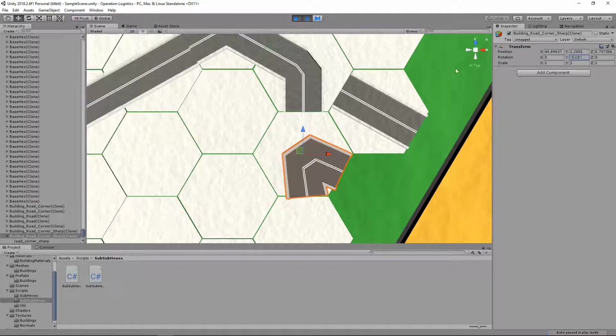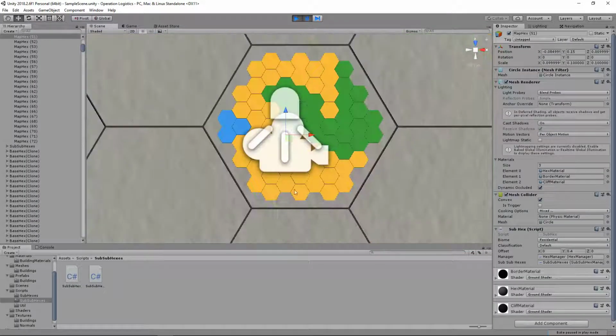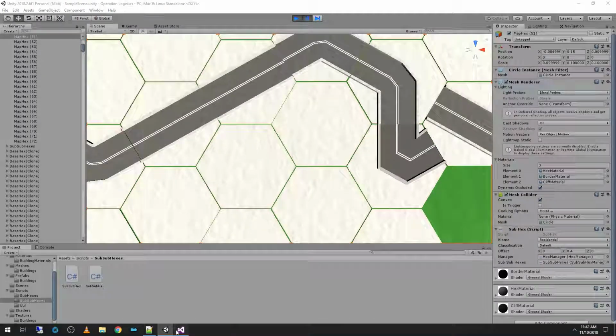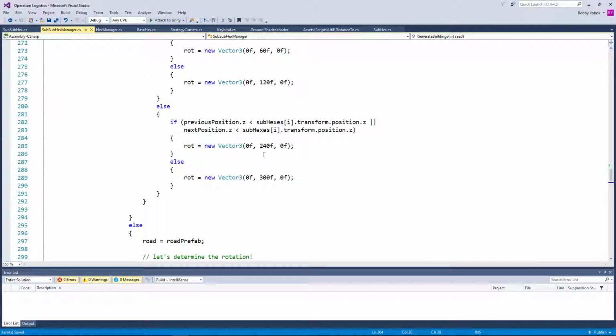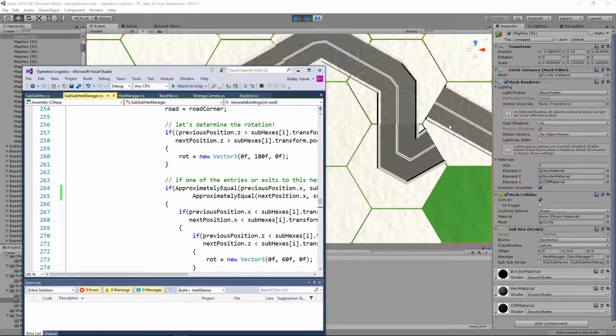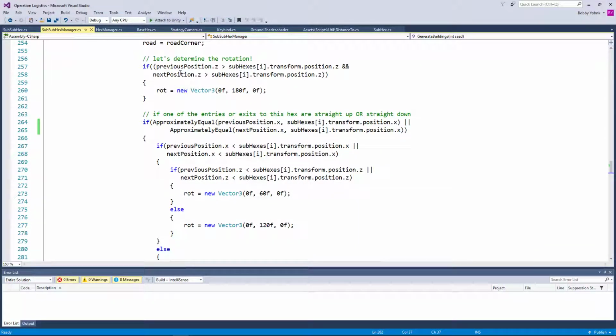What it should be is a y of negative 120, which would be what, 240? Yeah. So this one should be 240. Okay, so if that one is supposed to be 240, are we assigning 240 anywhere? We are right here. So, if approximately equal previous position and our position, or next position and our position, so if we are coming in this way... Oh, I see.